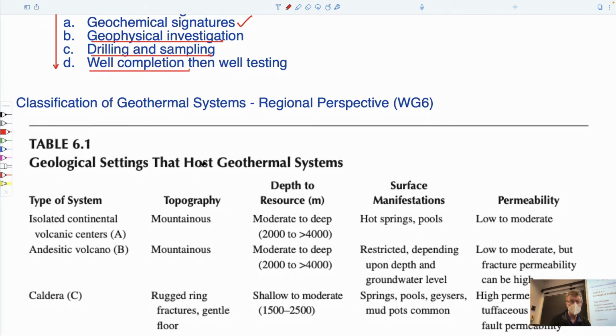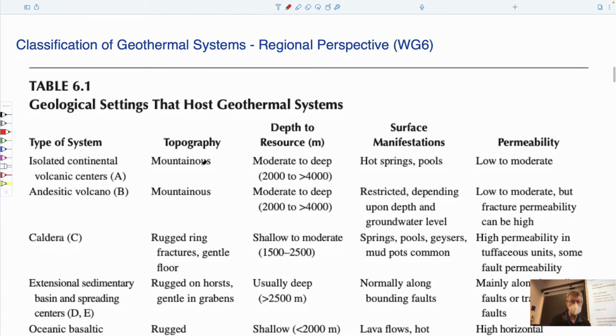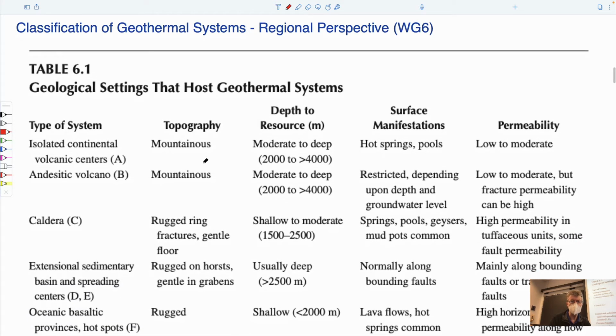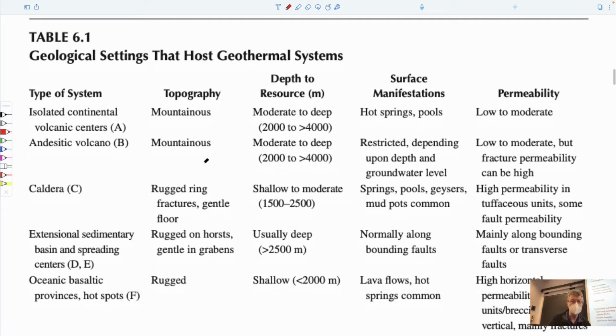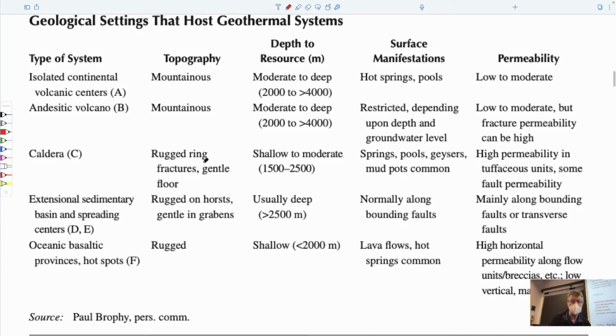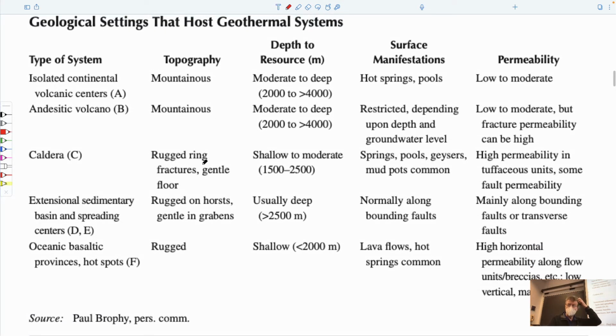And I think in week 5 we talked about well completions. Actually, I think it was the week that I wasn't here, that it was online. We talked about well test analysis. So anyway, this comes from Glassey's book. It's really just an identification of a variety of different geological environments. This really is for hydrothermal reservoirs.